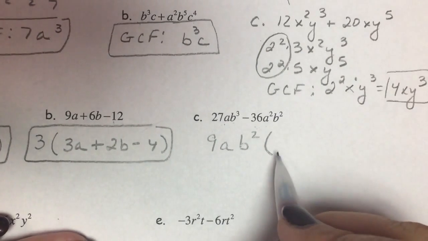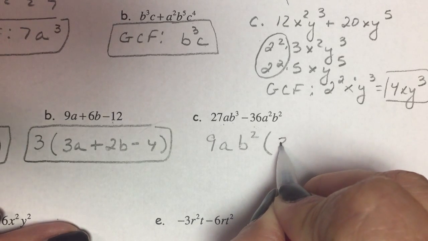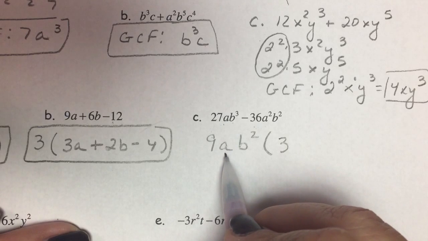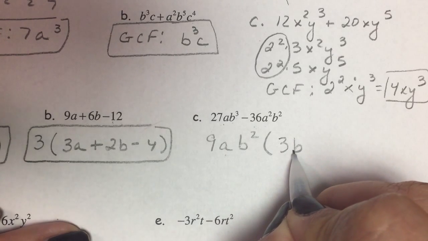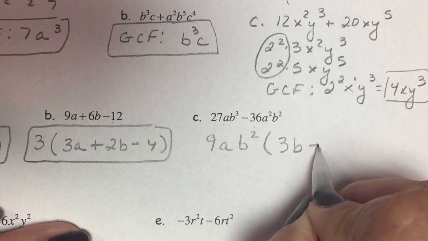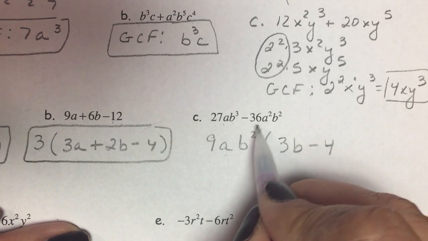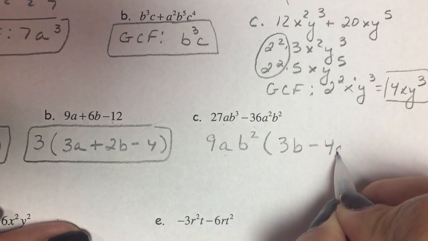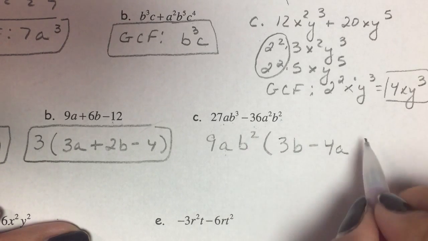Okay. Now we have to write what's left when we factor it out. 27 divided by 9 is 3. Now how many a's are left? Remember, we factored out that a, so there's no a's left. We factored out 2 of the 3 b's here, so there's 1 b left. Minus 36 divided by 9 is 4. If we look at the a's, I took 1 out, which means that there's 1 left. And if I look at the b's, there's no b's left.